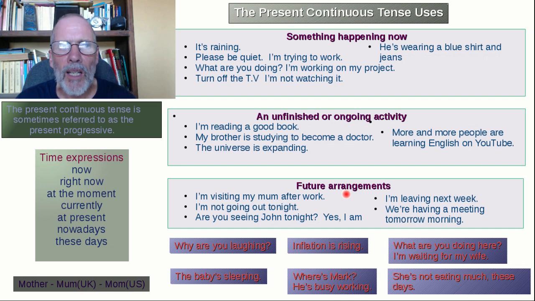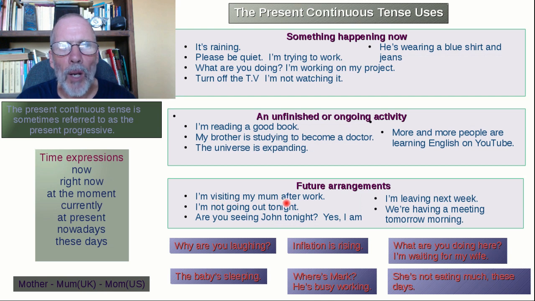Now, there is another similar way of talking about plans, and that is the going to structure, but I don't want to look at that today. I will look at that in another class, and when I look at that, I will come back and compare the going to structure with the present continuous. But today, let's just have a quick look at how we can use the present continuous tense to talk about future arrangements. And here I have some examples.